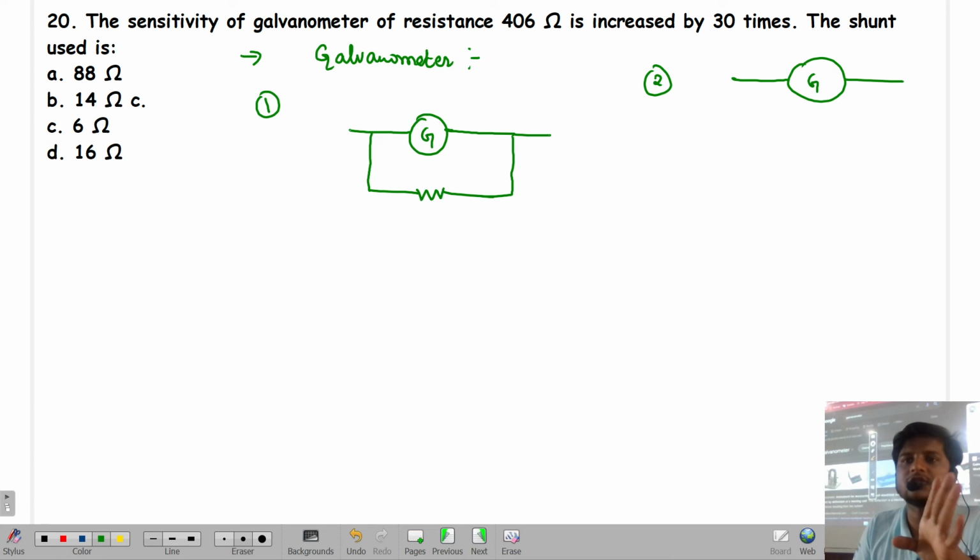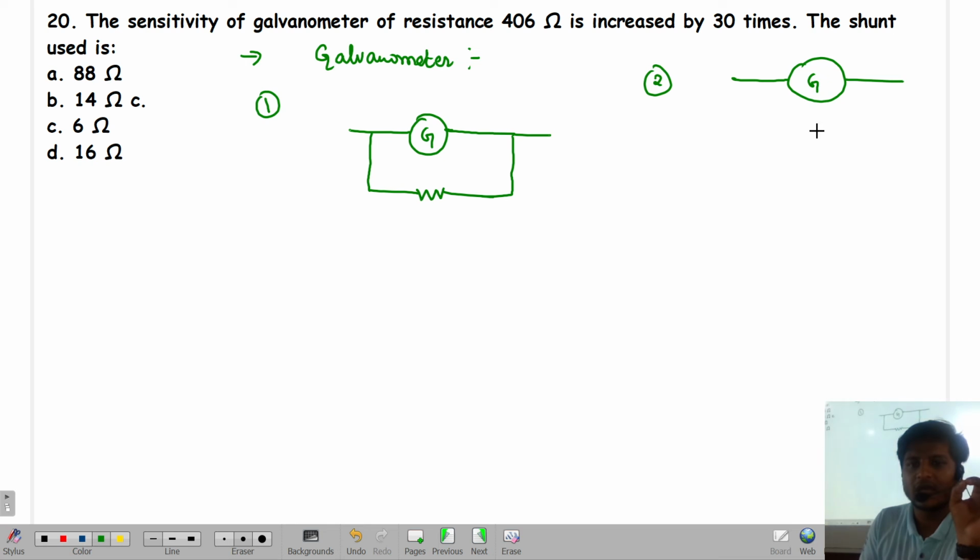Yes or no? One of the major important points is if this pointer moves by some angle theta, it will tell about the current or not. Yes, so this is the important point. If you want to calculate the current in the galvanometer, it is equal to theta by the resistance of the galvanometer.